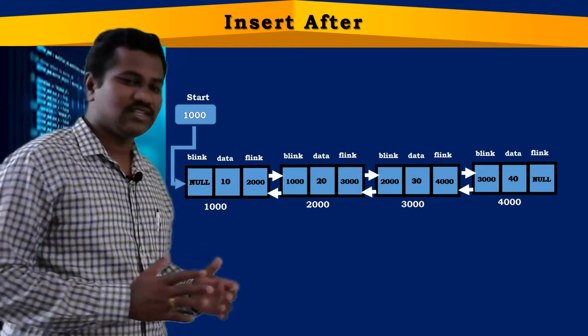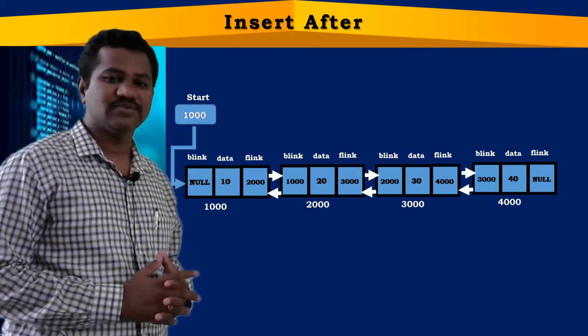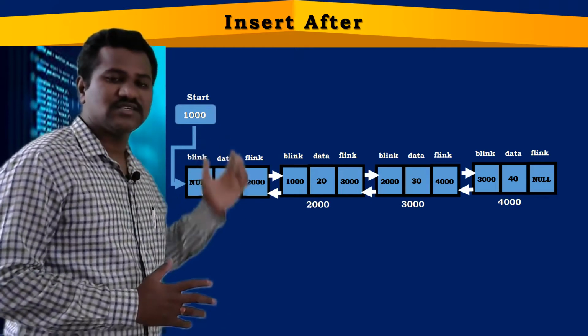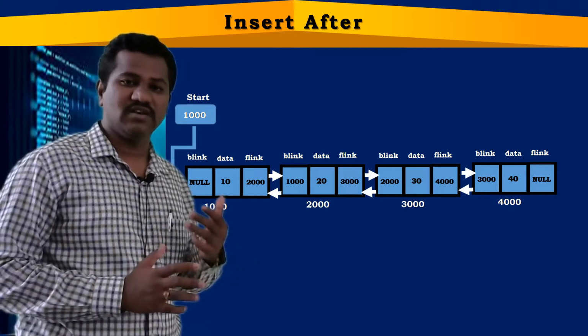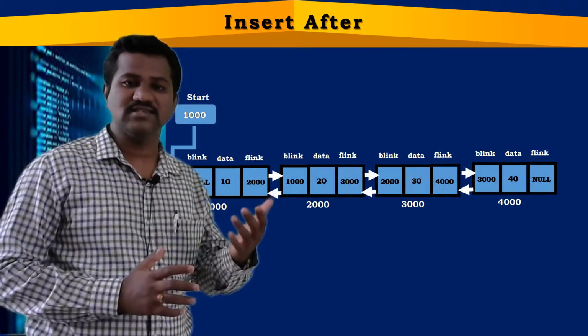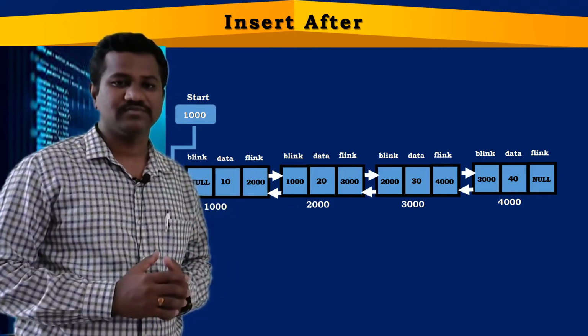Let us assume that these are the nodes that are available in the double linked list, in which the first node address is stored in start pointer, and the remaining nodes contain forward link, which contains the address of the next node, and backward link, which contains the address of the previous node.